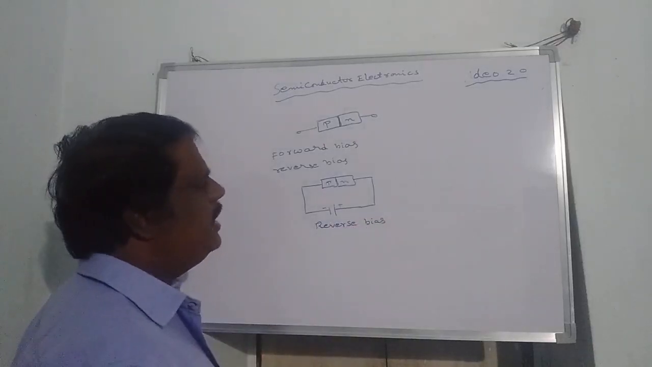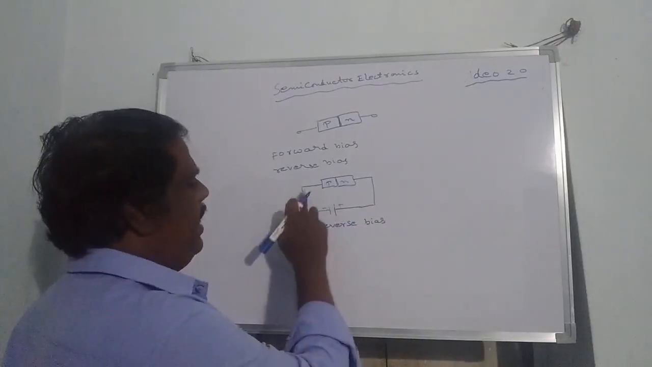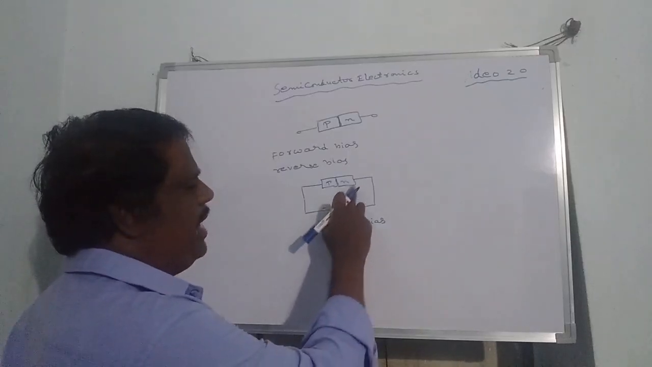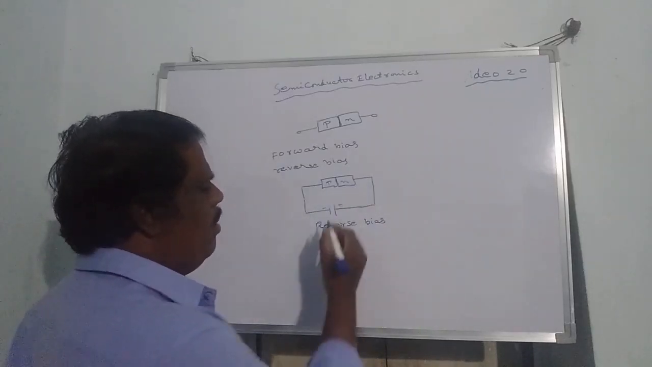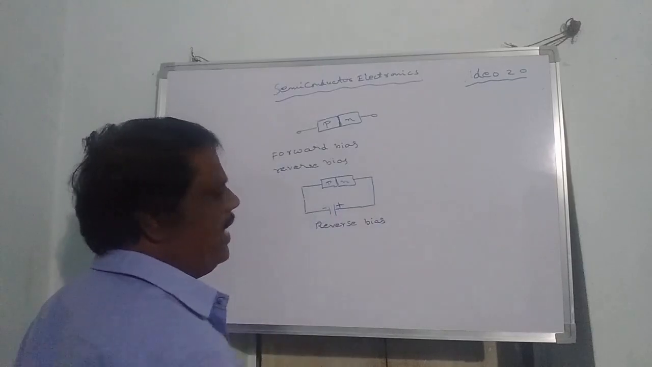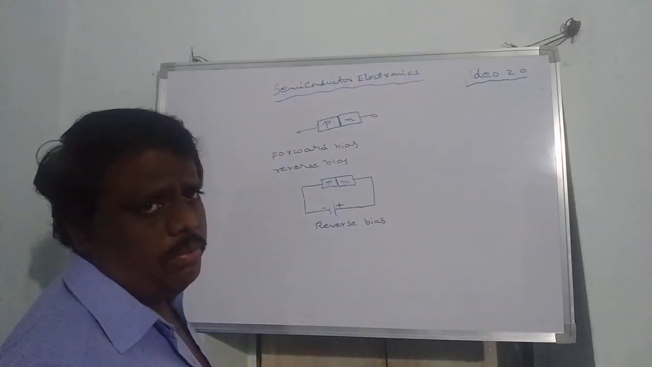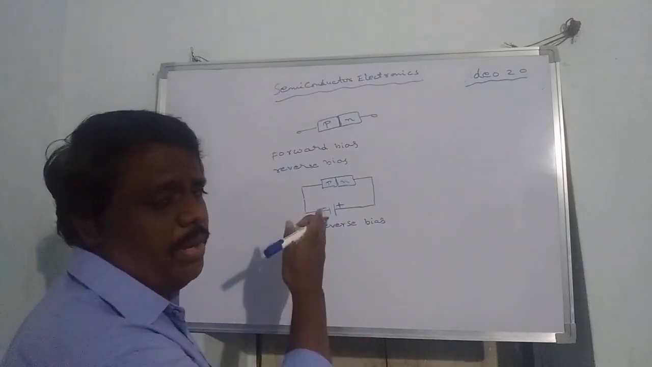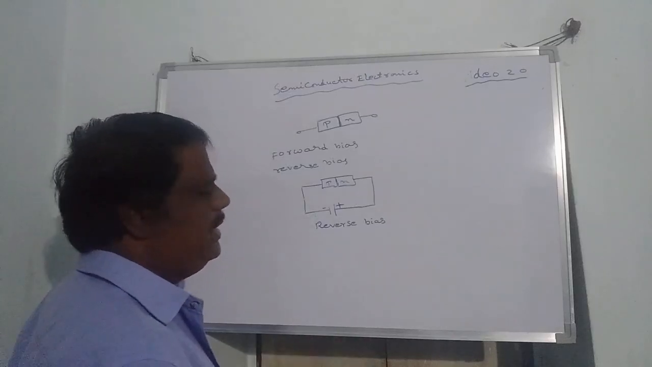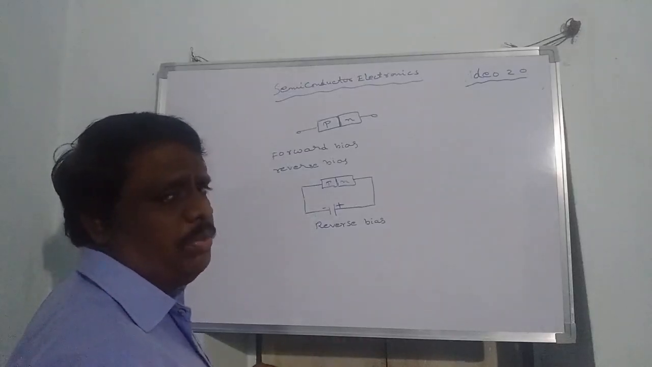So in reverse bias, the P side will be connected to the negative terminal of the battery, and N will be connected to the positive terminal of the battery. No current flows because of the high resistance offered by the semiconductor. This is called the reverse bias position.